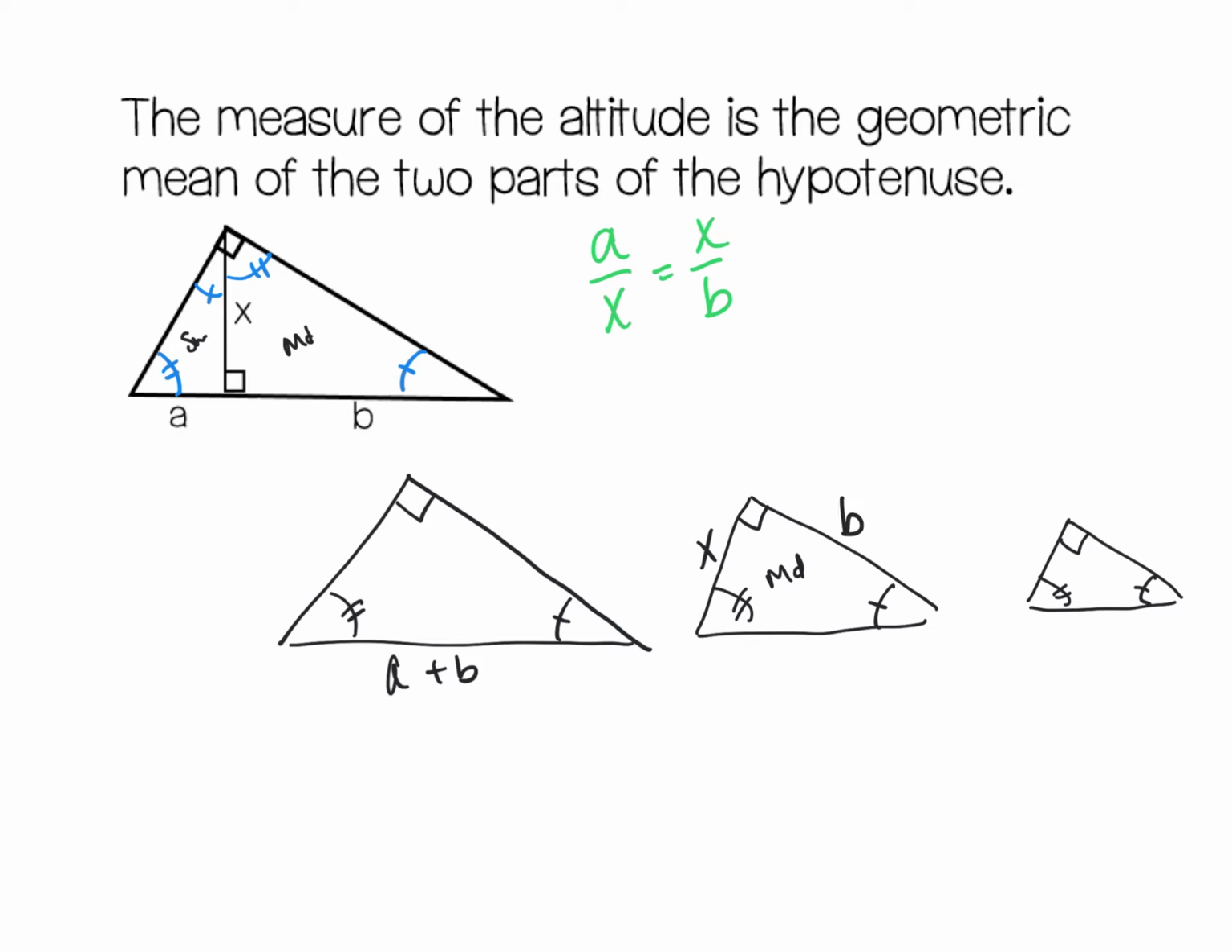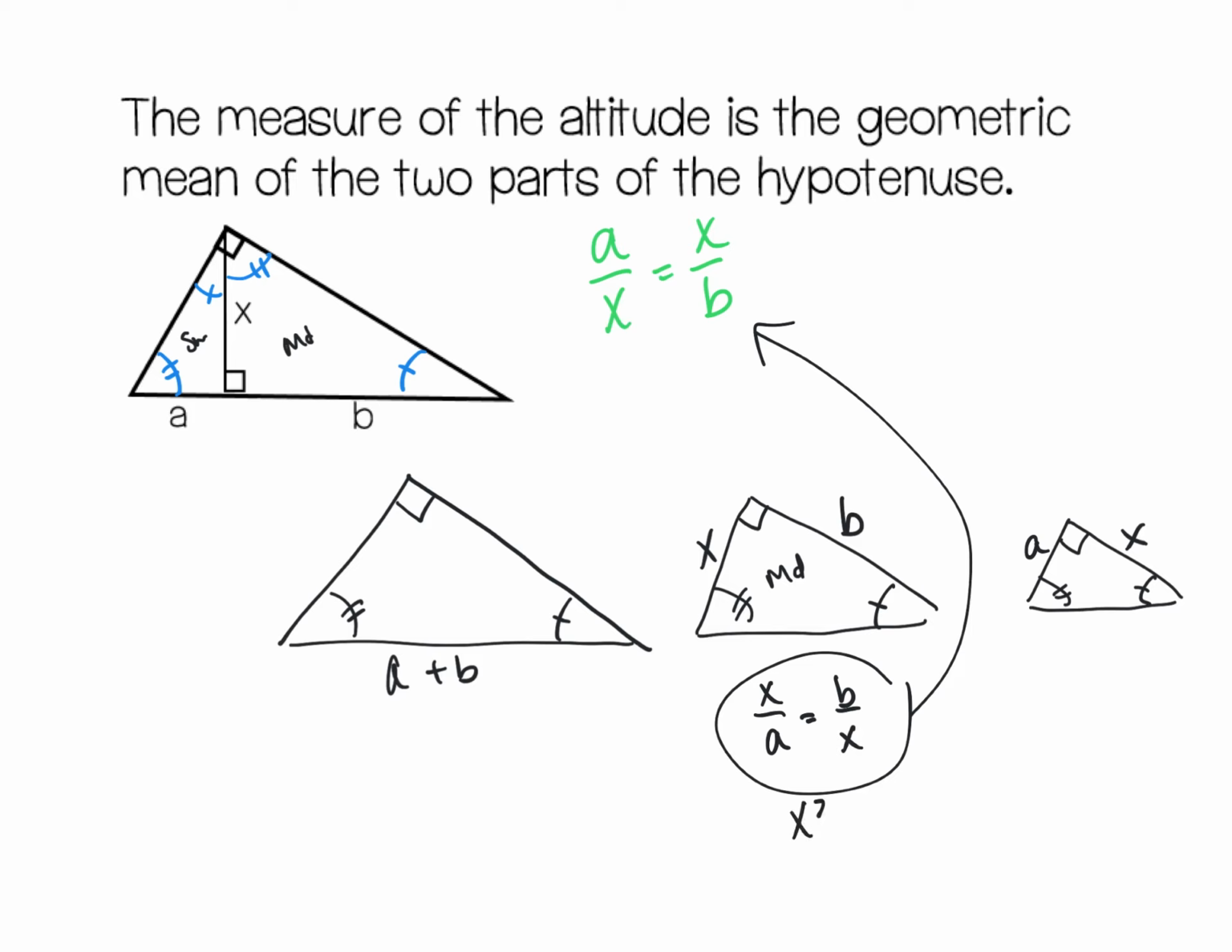Now let's look at the small triangle. The x lies between the 1 tick mark and the right angle, and then the a lies between the right angle and the 2 tick marks. So we can just match up parts. We can do x over a equals b over x. Now, granted, it does look a little bit different here, but remember, we're really going to cross multiply. So in the end, we still get x squared equals ab, just like up here.